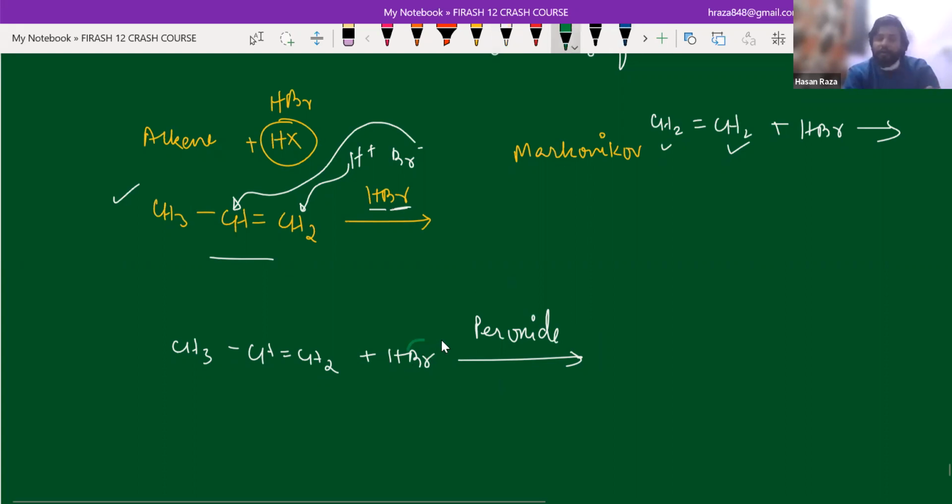And what is anti-Markovnikov? The negative part will go to that carbon which has the greater number of hydrogens, and the positive part will go to that carbon which has the lesser number of hydrogens. In Markovnikov, only HBr will be given, or else it will be written in the absence of peroxide. Okay.